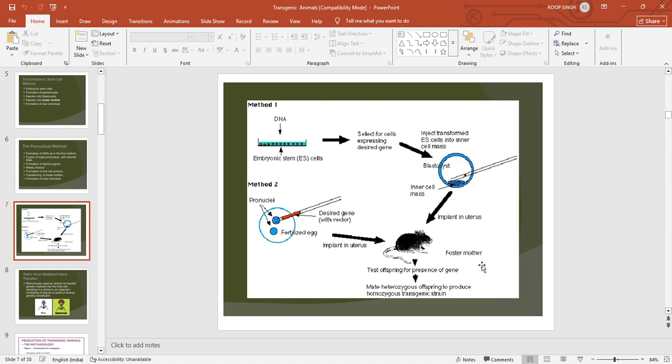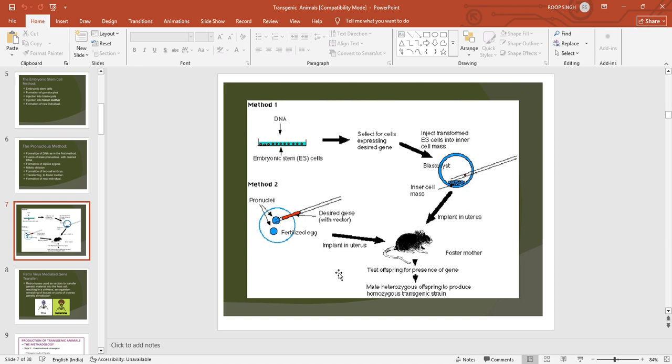Test offspring for the presence of the gene. Then one has to look for the offspring which has now acquired the foreign gene, which is transferred from the embryonic stem cell. So this is the embryonic stem cell method. Mate heterozygous offspring to produce homozygous transgenic strains. Once you get the homozygous strain having two copies of this foreign gene, then we will have a transgenic animal. So this is method one, using the embryonic stem cell method.